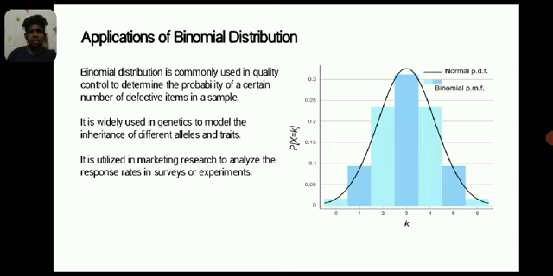Application of binomial distribution. Binomial distribution is commonly used in quality control to determine the probability of a certain number of defective items in a sample. It is widely used in genetics to model the inheritance of different alleles and traits. It is utilized in marketing research to analyze the response rates in surveys or experiments.